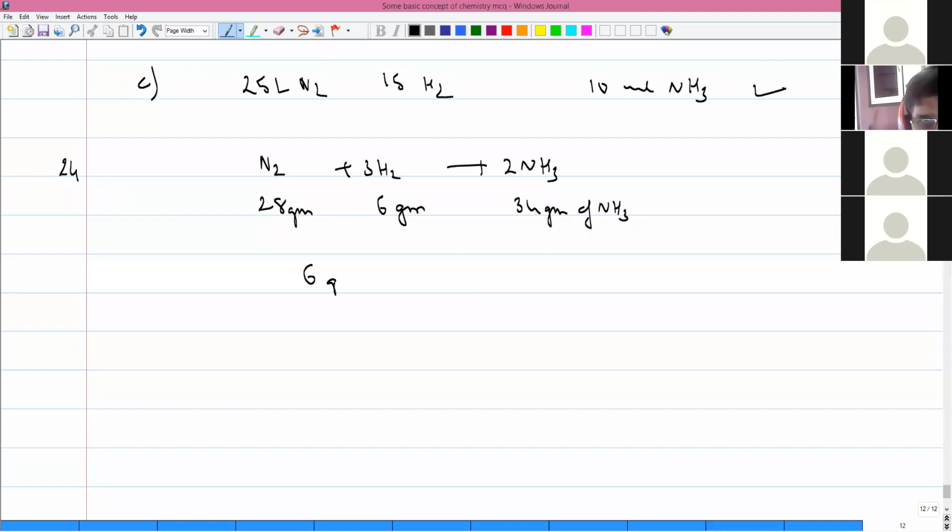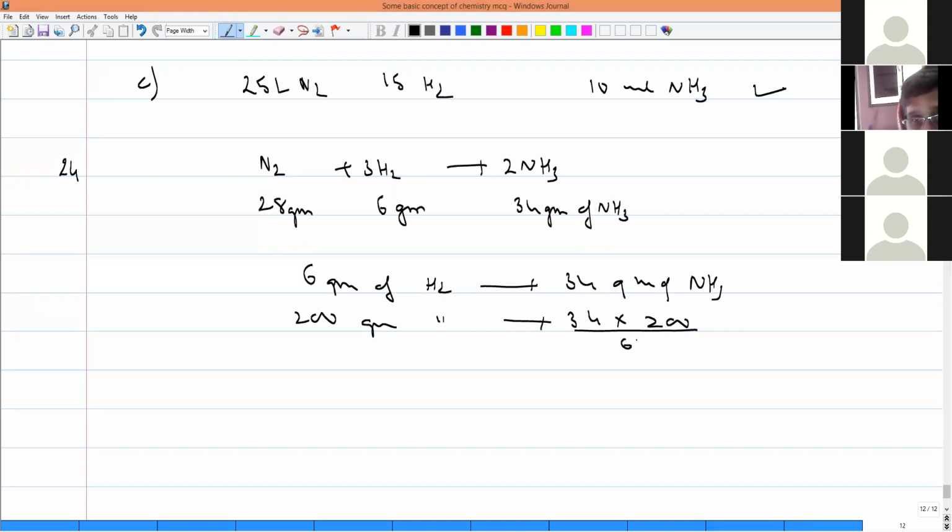So 6 gram of hydrogen gives you 34 gram of ammonia. If 200 gram of hydrogen reacts, then how much will you get? 34 into 200 upon 6. So it is 3400 upon 3, which is 1133 gram. Answer is A.